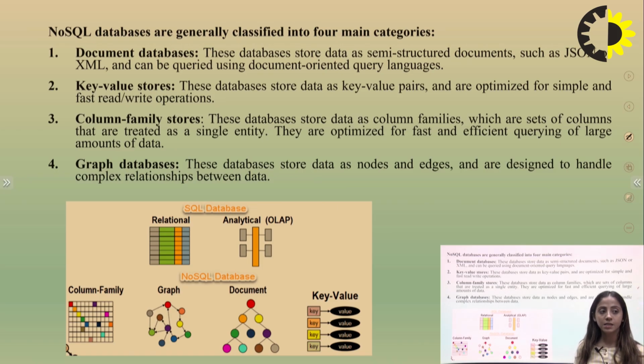Now, one is SQL database, the other one is NoSQL database. SQL database can be relational and analytical or OLAP. The other one is NoSQL database. NoSQL database is column family, graph, document, and another type is key value.